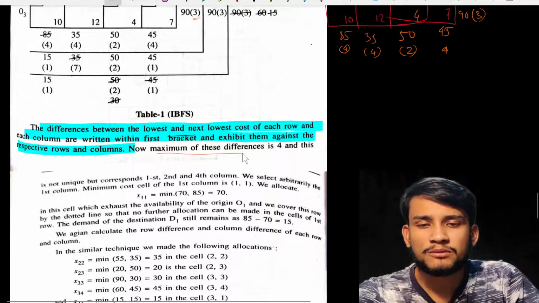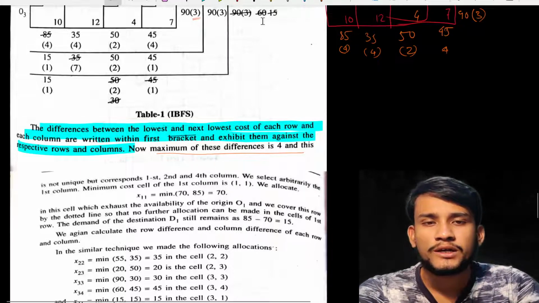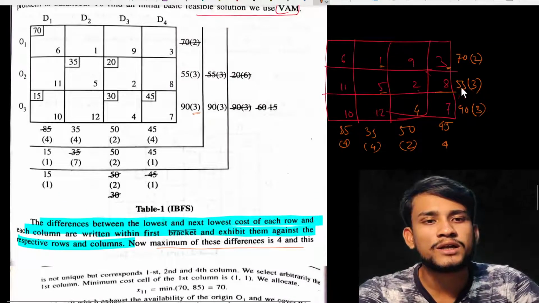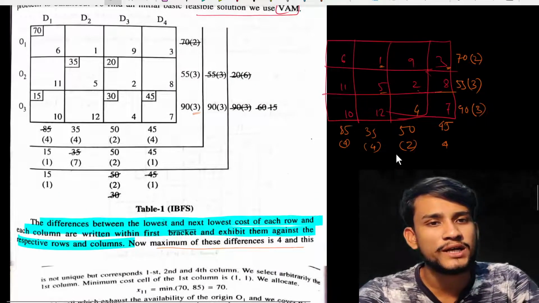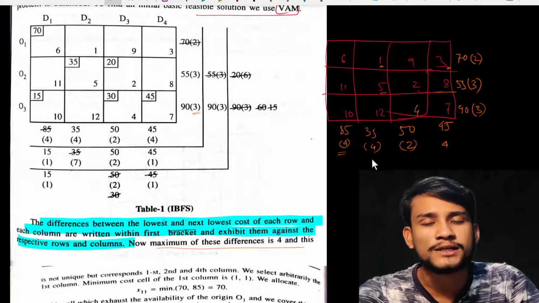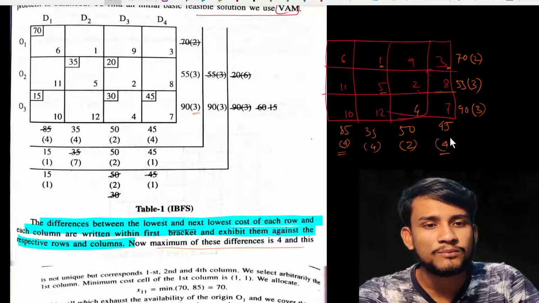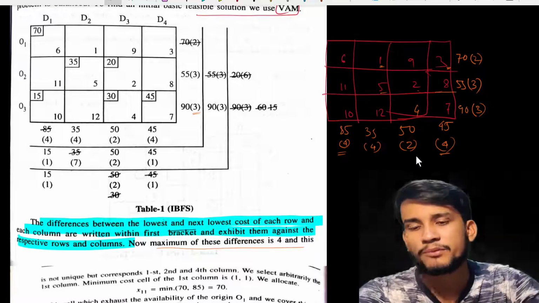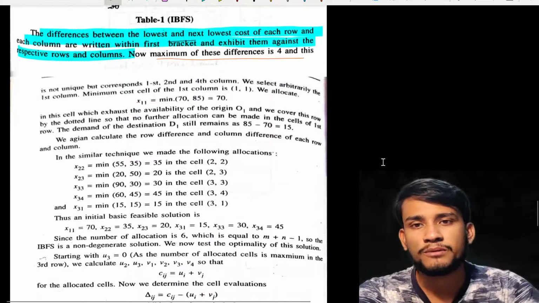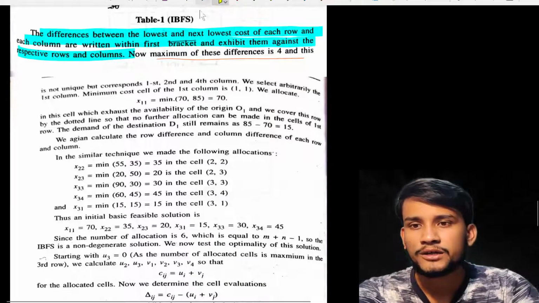Now the maximum of these differences is 4. Okay, why? Because here it is 3, 4. Okay, these are the total 7 differences of rows and columns. Here the maximum difference is 4, but 4 is not unique here. The minimum of the 3 columns is 4. So we choose any of them. Okay, so there is no problem in here.